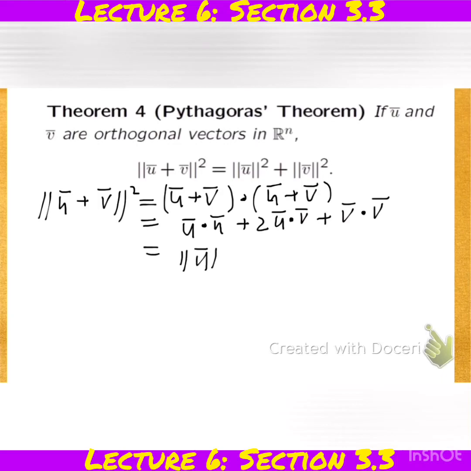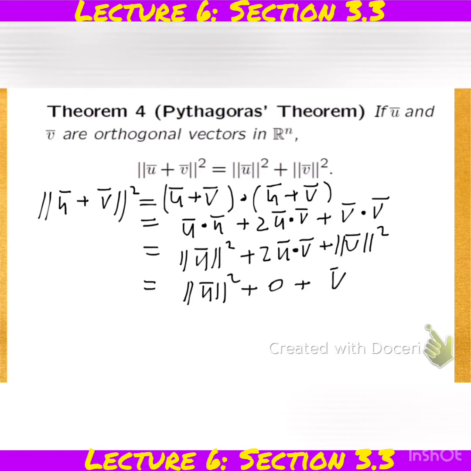Now we know that u and v are orthogonal, and this means that the angle between u and v is 90 degrees. And so that middle term is just going to fall away, because those two vectors are orthogonal. So there's Pythagoras' theorem from orthogonality.